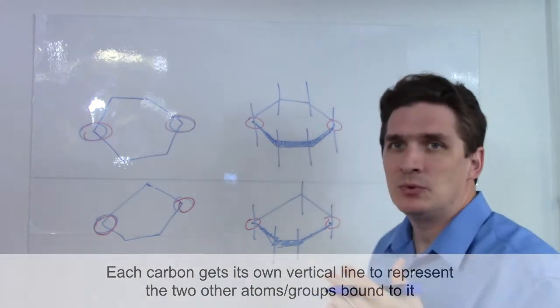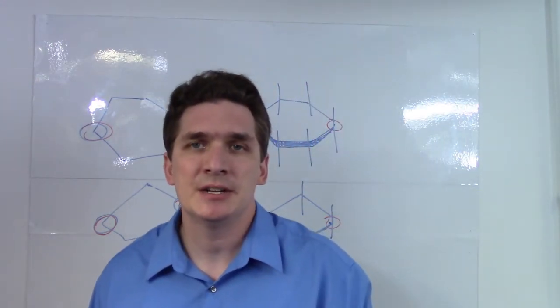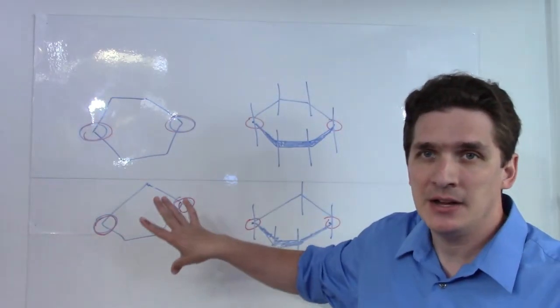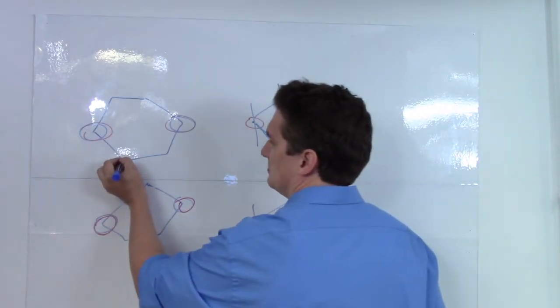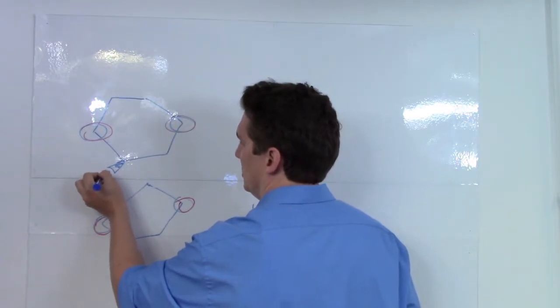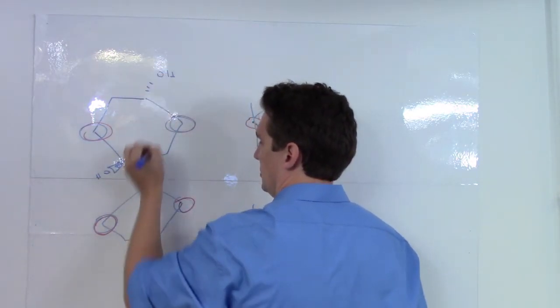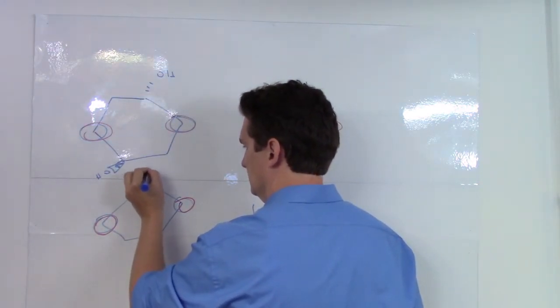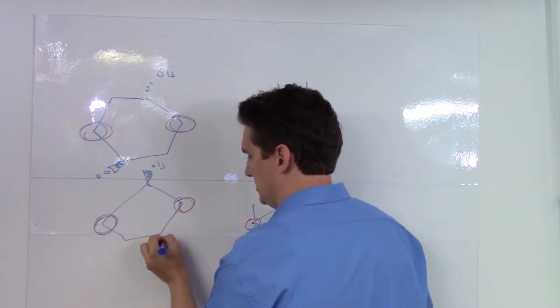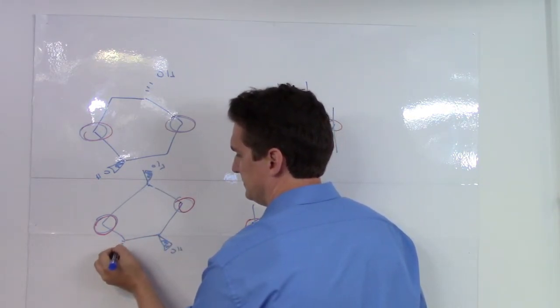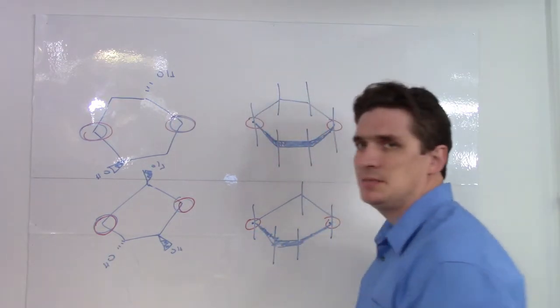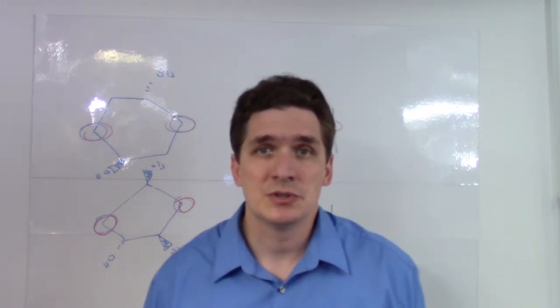This vertical line represents bonds to whatever is attached to that carbon. Now in this case I have nothing but hydrogens. But let's say I were to put OH, OH, OH, OH, and OH. So I've got these polyols, or basically we're building towards our sugars.